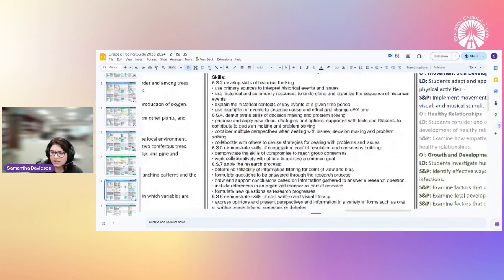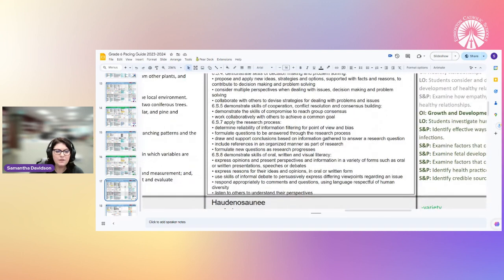We also want to continue to look at collaboration and strategies for problem solving and decision making. So, again, this is when we might consider having our students focus on making decisions with consensus building. How do we generate that? How do we work collectively to achieve a common goal? These are some great skill outcomes that fit really nicely with that.